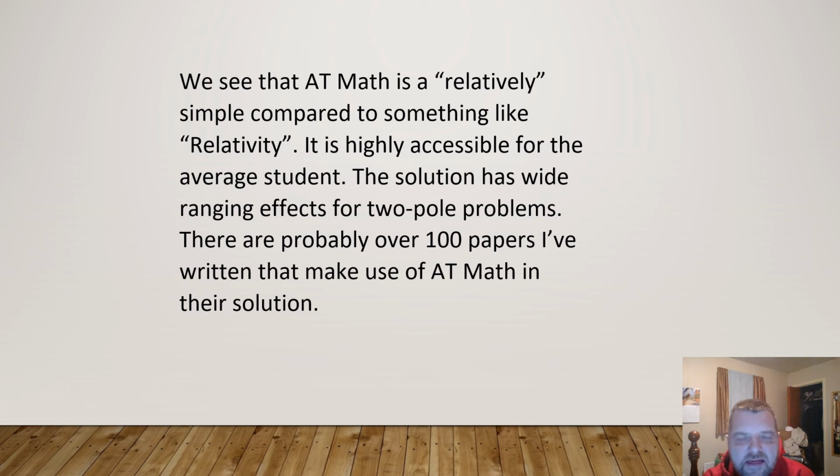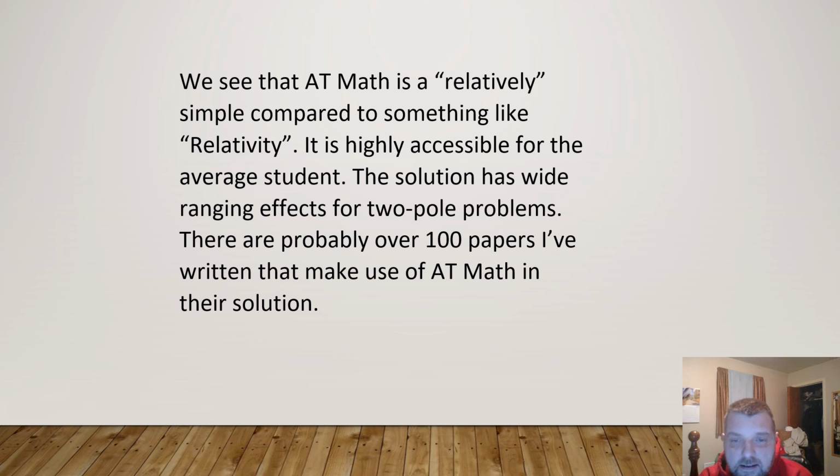So we see that AT math, astrotheology math, is a relatively simple system compared with something like relativity. It's highly accessible for the average student. The solution has a wide range of effects for two-pole problems, which is because of sine and cosine at t equals 0. Sine is 0 at 0 and cosine is 1 at 0. So we have two polar opposites there. Where the compromise meets is at pi by 4, which is 45 degrees, and adding the two of them results in square root of 2.